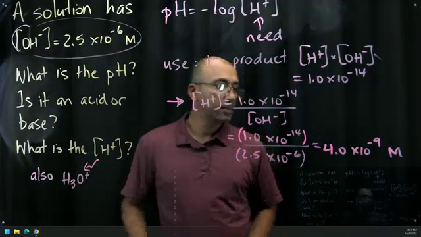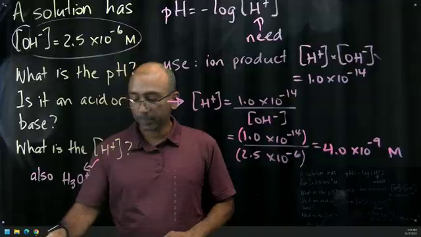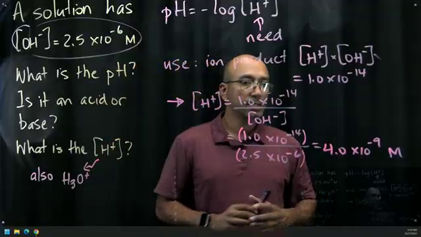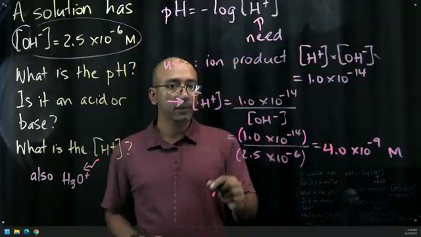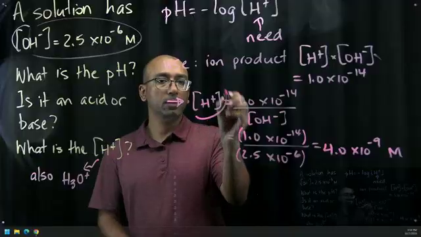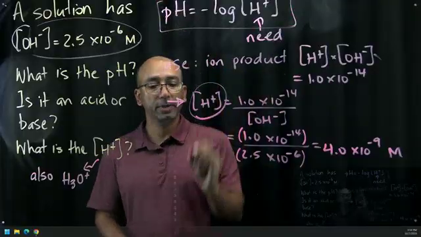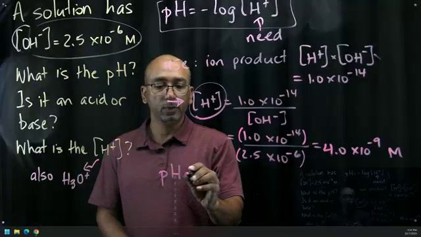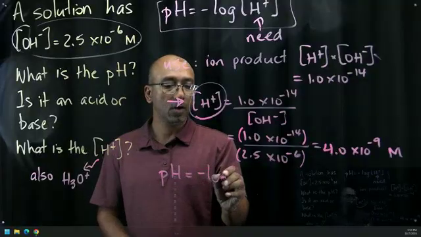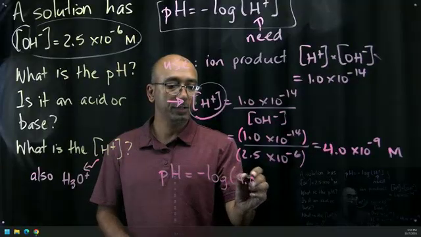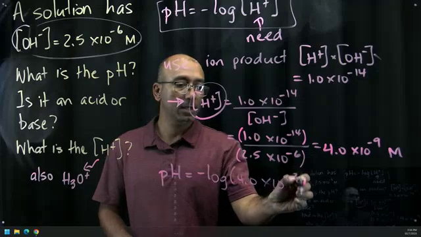So when I plug that into my calculator, I get 4.0 times 10 to the negative 9 molar. So that is my H plus concentration. To determine my pH, I'm going to use my pH equation up here and substitute that value in. So pH equals negative log of 4.0 times 10 to the minus 9 molar.